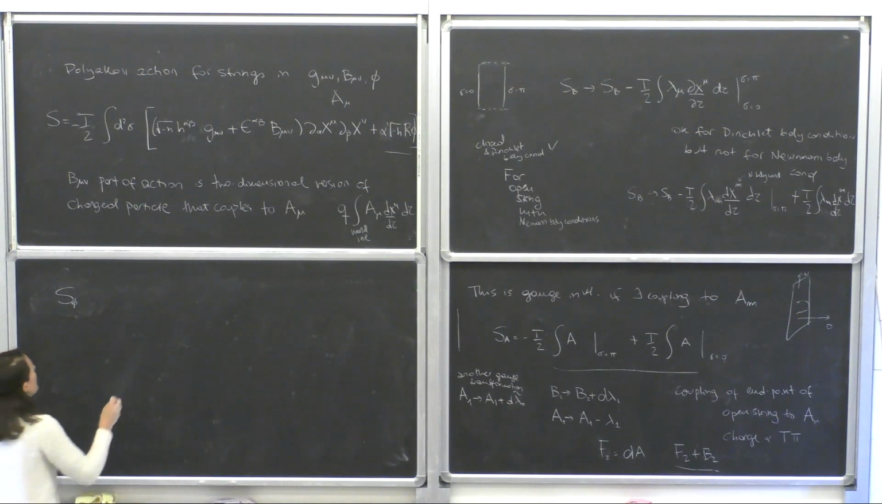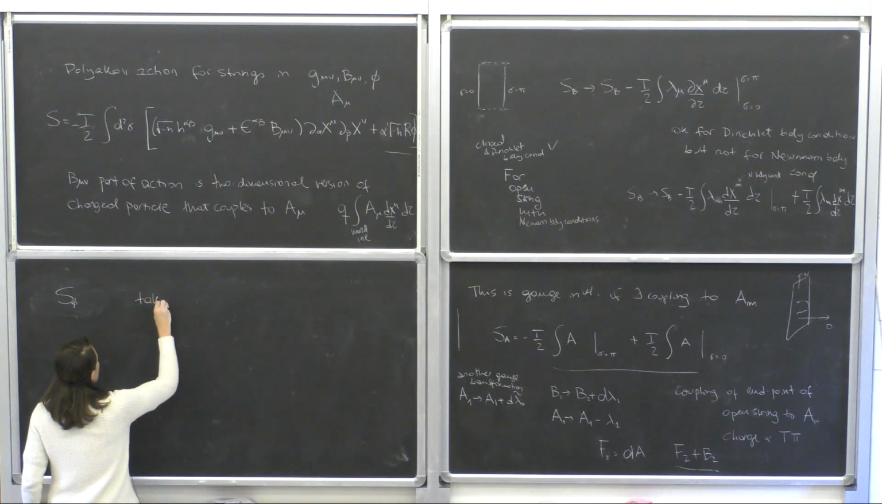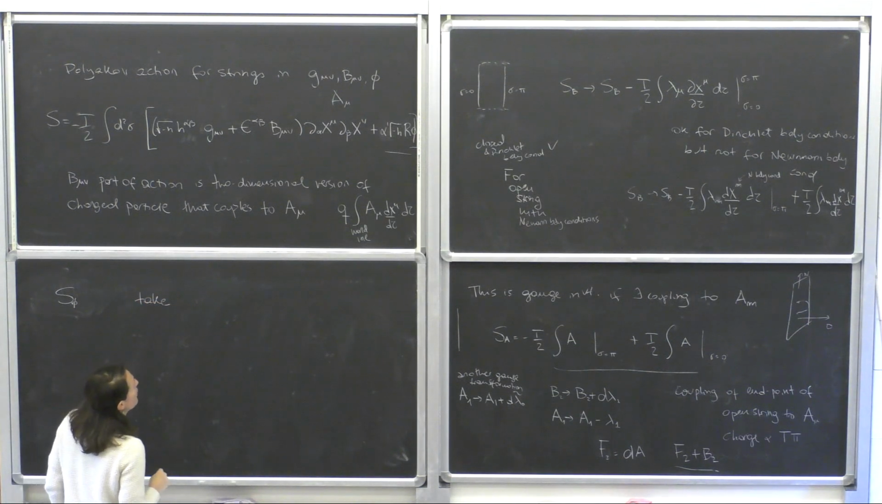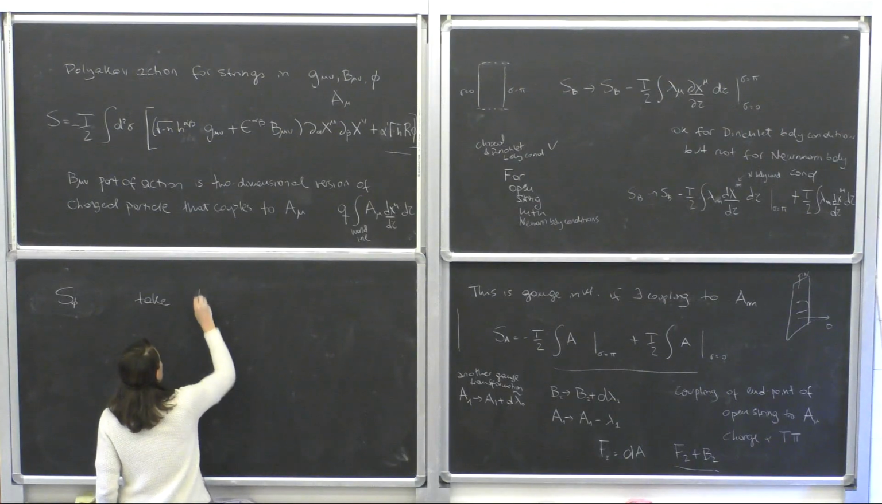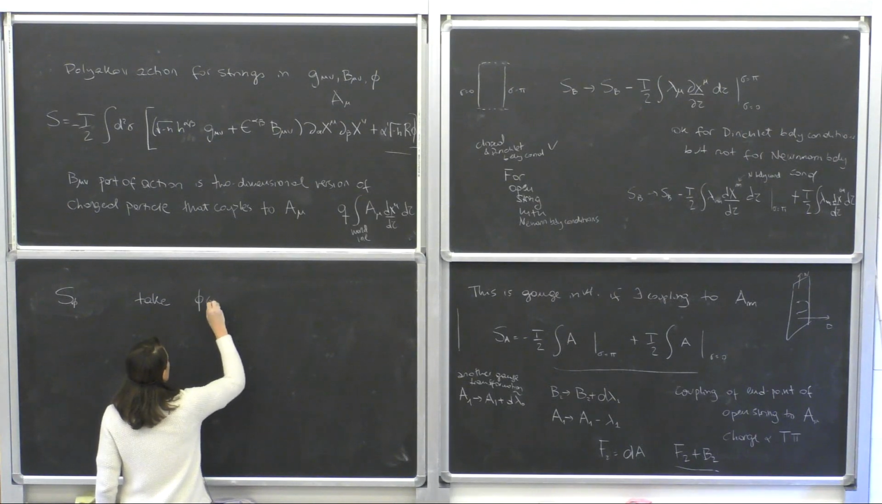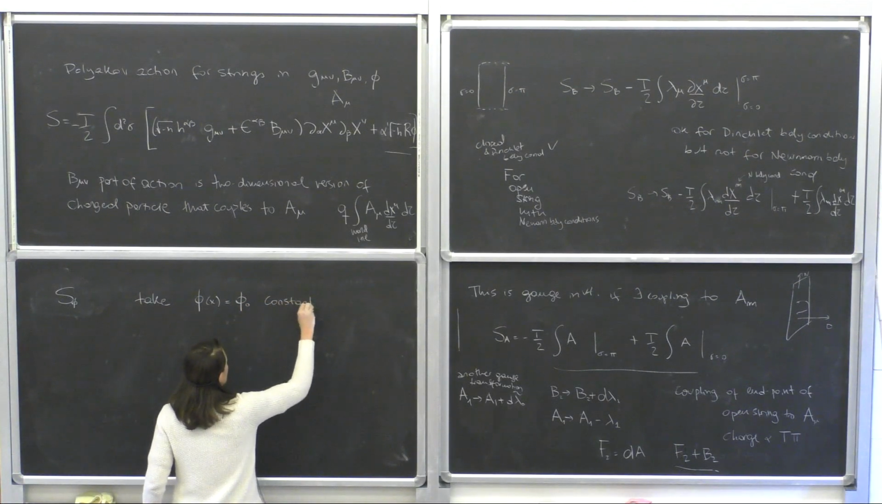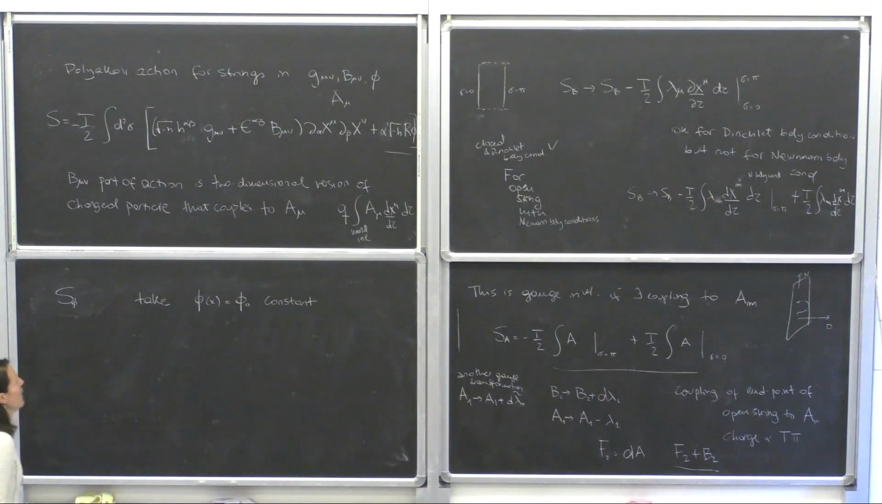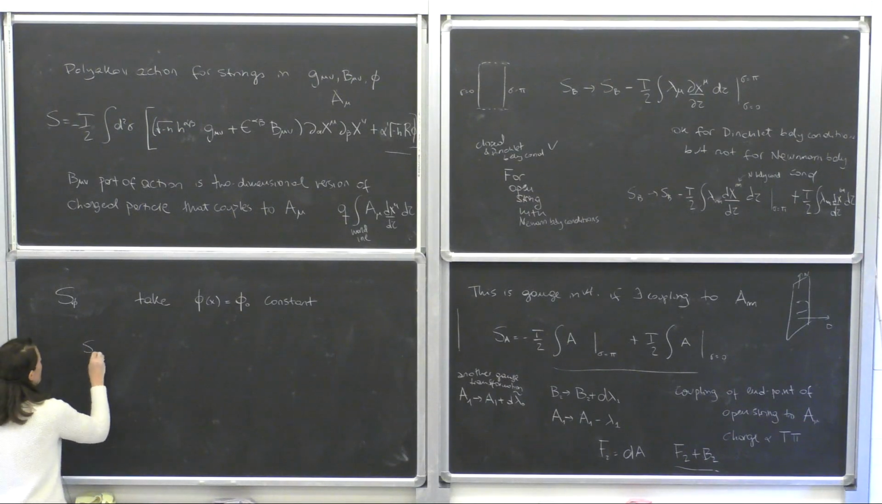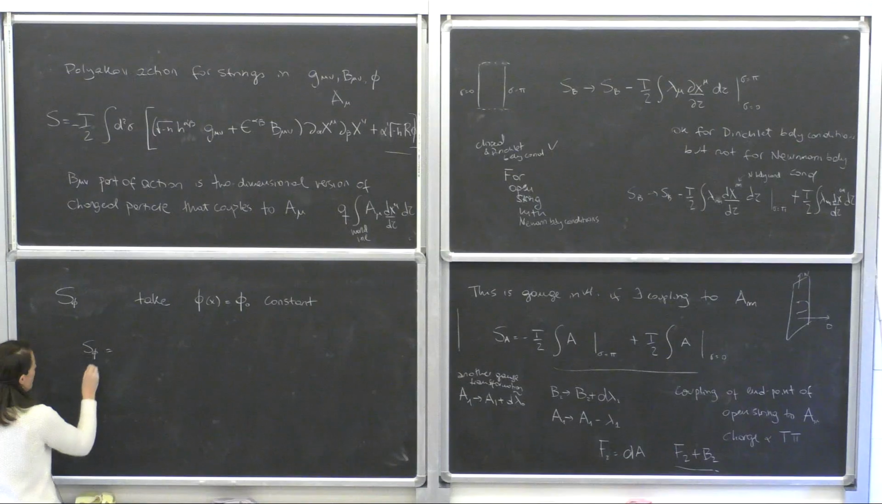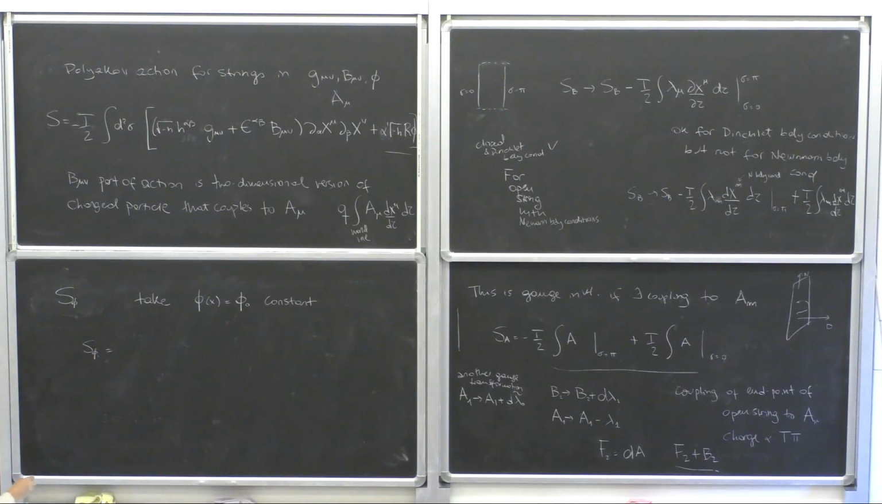So now let's take constant dilaton, because our life is complicated if the dilaton is not constant. So phi of x equals phi 0, constant. Then I can take it out of the integral, and S of phi, or S of phi 0, if you want, is T over 2 alpha prime times minus T over 2, where T is 1 over 2 pi alpha prime.